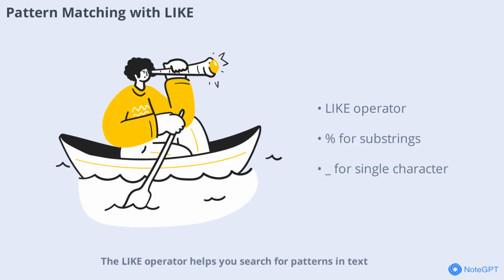The LIKE operator helps you search for patterns in text. Use % to match any substring, such as SELECT * FROM emp WHERE name LIKE 'm%' to find names starting with m. The underscore matches a single character, useful for finding names of a specific length or pattern. Pattern matching is great for flexible searches in your data.